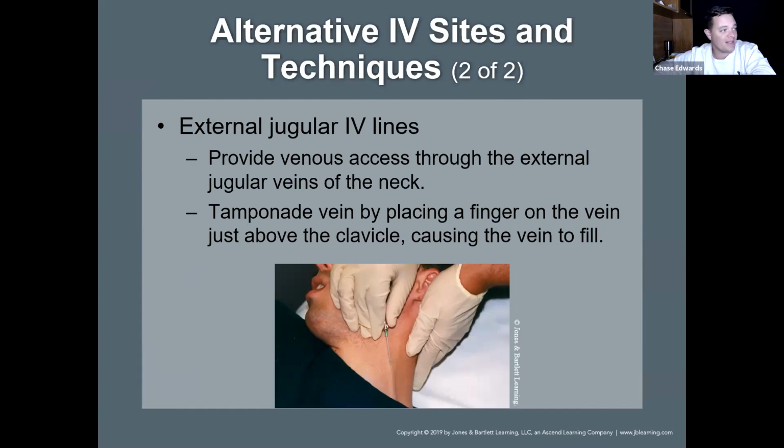So that's the EJs, external jugular IV line. Those are messy. Get a lot of fluids in, but they can get bloody. So it's saying here, you can tamponade the vein by placing a finger on the vein just above the clavicle. You can do that.